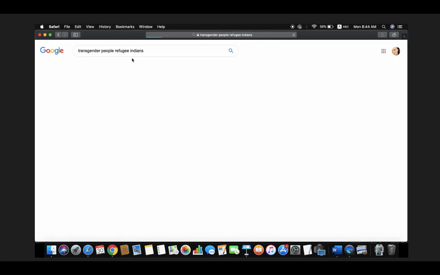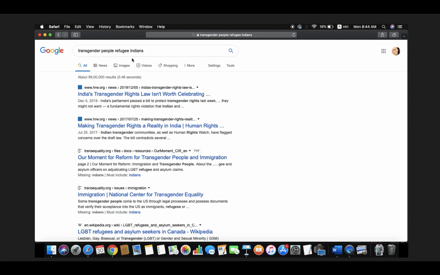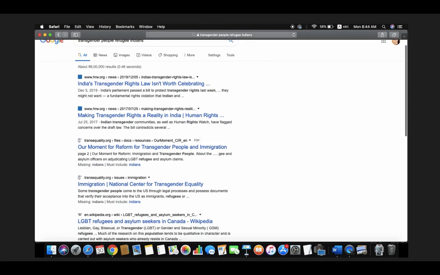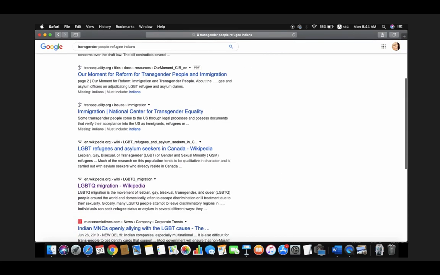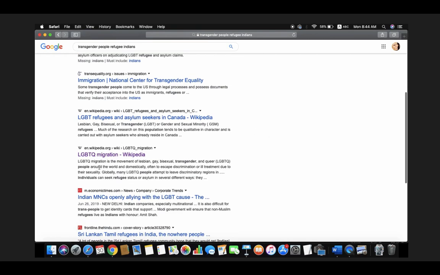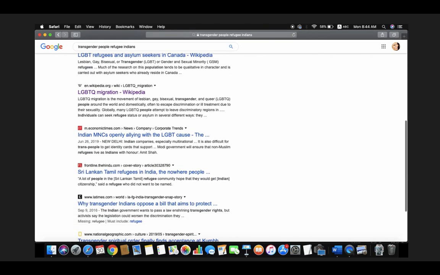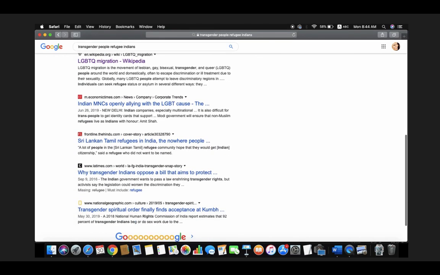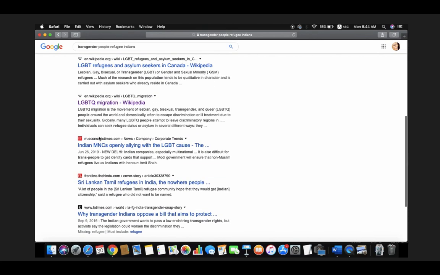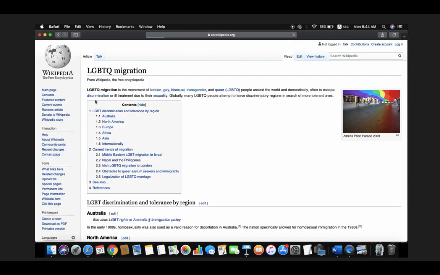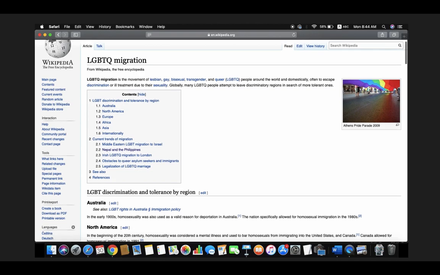Now I am looking up transgender people, refugee, Indians, another combination of keywords. I'm going down. LGBTQ migration. Wow, that is a Wikipedia entry. You should read it. And why transgender Indians oppose a bill. So, India bill, that also you should look up. Let us read that Wikipedia entry.